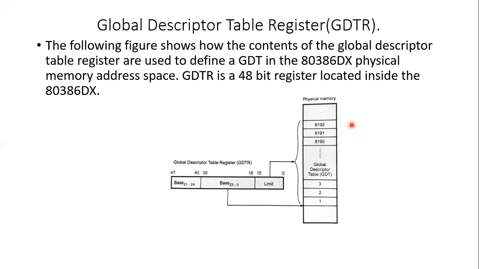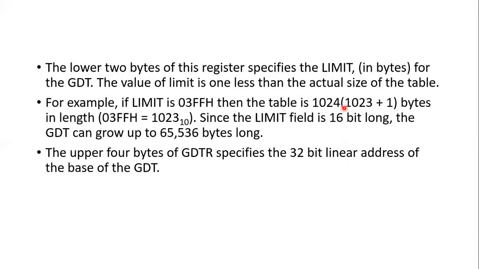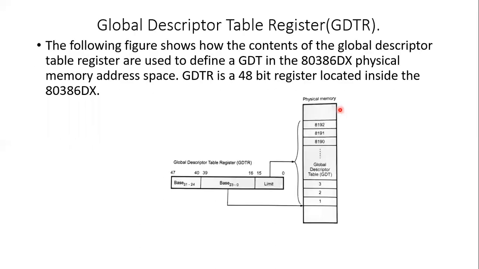65,536 bytes long. It can grow long like this, 65,536 bits long. The upper 4 bytes of the GDTR specify the 32-bit linear address of the base of the GDT. This is nothing but the 32-bit linear address of the base of the GDT.